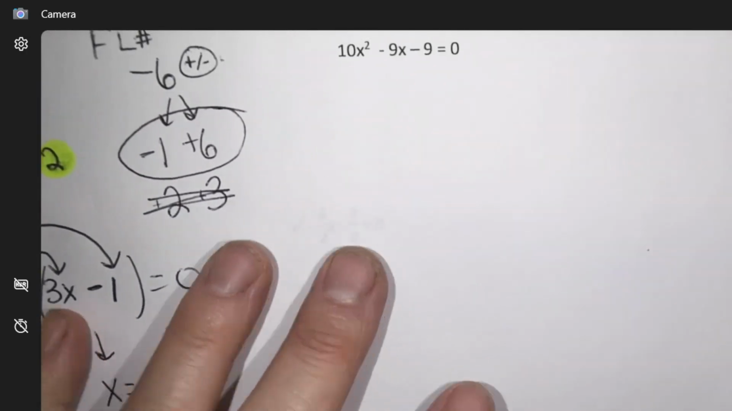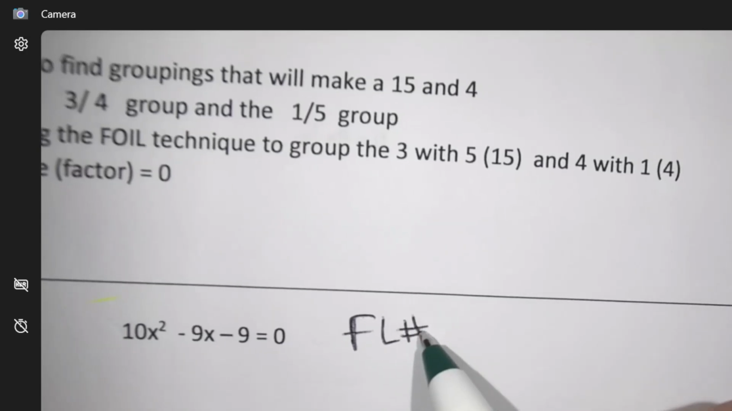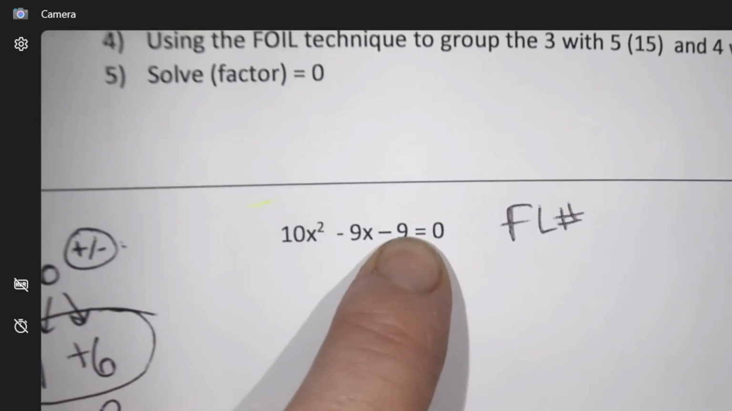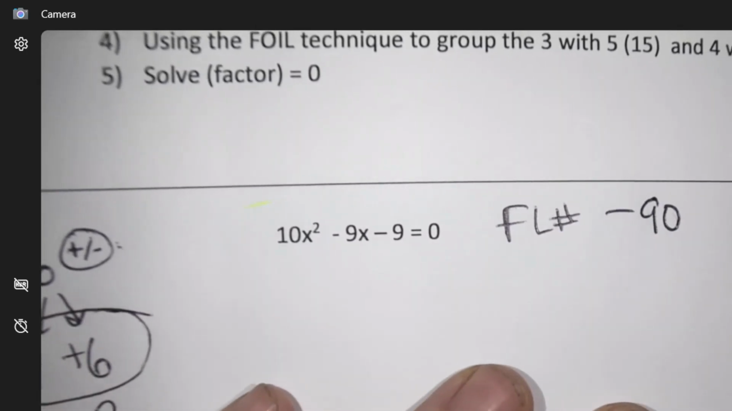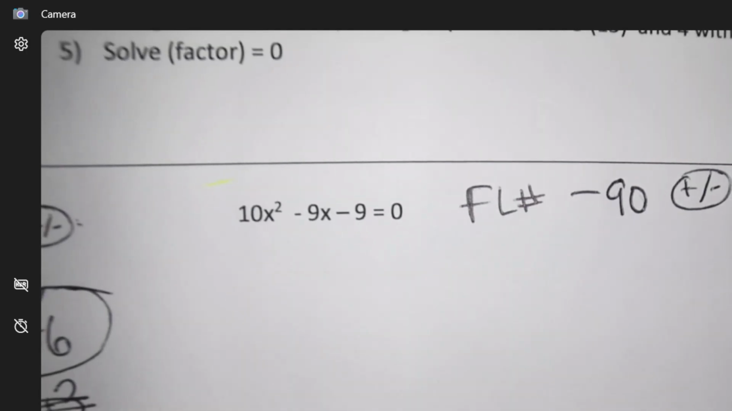Okay, here we go. Starting off, I'm going to do a flow number. So the first and then the last multiply to -90. If I'm multiplying to negative, I can also tell you something that there's going to be a plus sign and a minus sign involved.